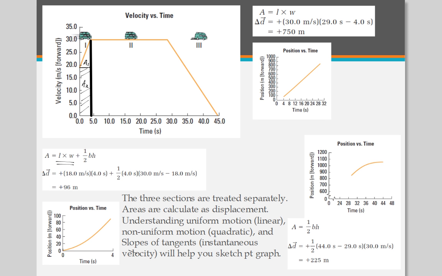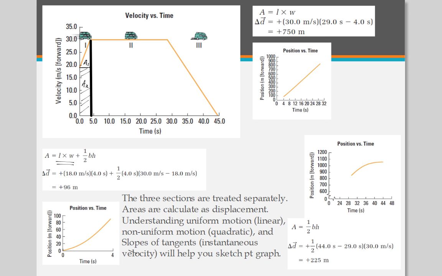Okay, so it goes to 18. You can see on my screen it's slightly below 20. And then it goes over 4. So 18 times 4, plus the area of A1, which is that triangle up there.